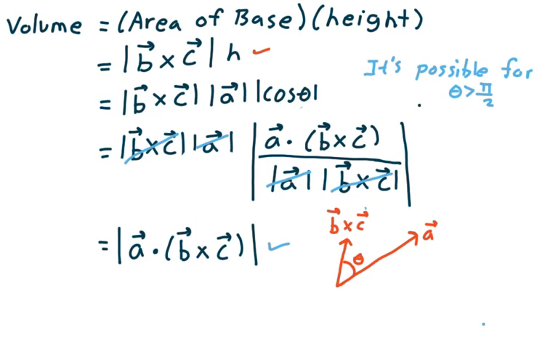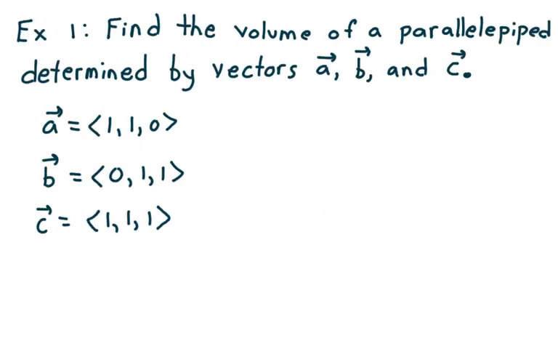So I started off essentially with the area of the base times the height, and that idea is going to come back again and again and again. Okay. Now, let's take a look at an example. Suppose I said find the volume of a parallelepiped determined by the vectors a, b, and c. So we did all this hard work, okay? Now, a is the vector 1, 1, 0, b is the vector 0, 1, 1, and c is the vector 1, 1, 1.